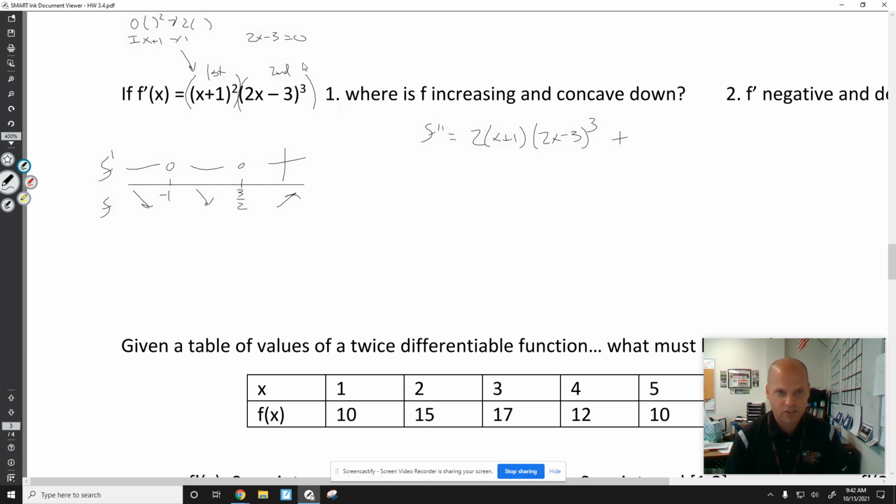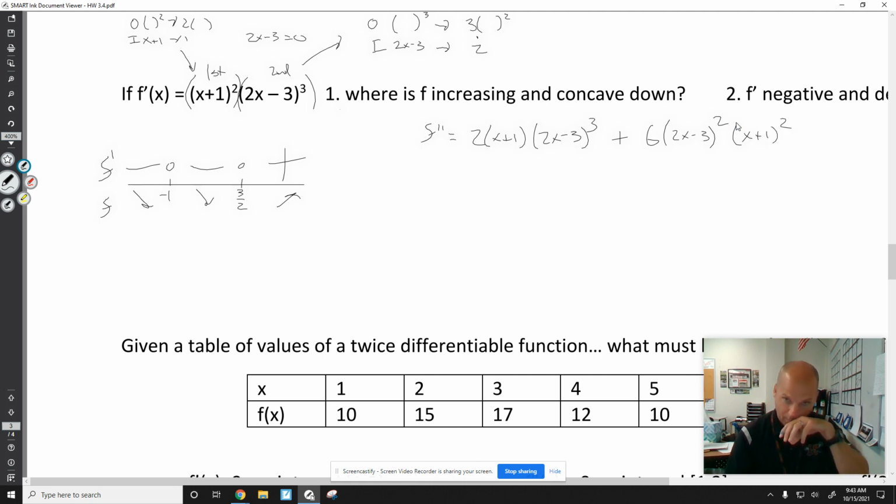Plus derivative of the second. Now the derivative of the second will be different than maybe what we expect, because if we do use the chain rule, we'll have 3 parentheses squared times 2. The 3 times the 2 multiplies to be a 6, so I'd have 6. 2x minus 3, what starts in the parentheses stays in the parentheses. Don't forget about the squared. This is the derivative of the second times the first, x plus 1 squared.